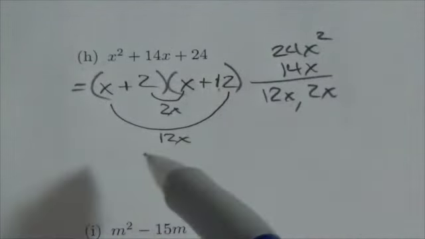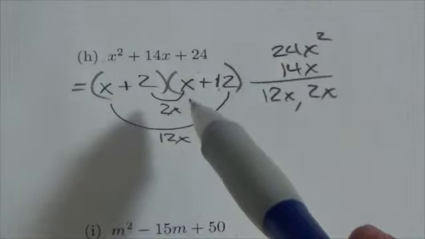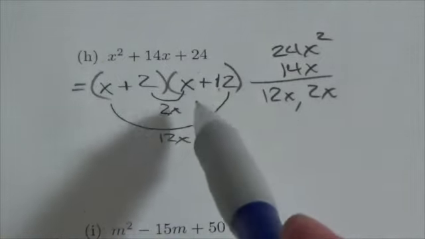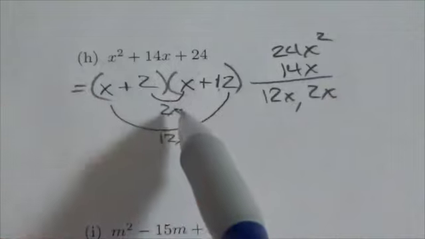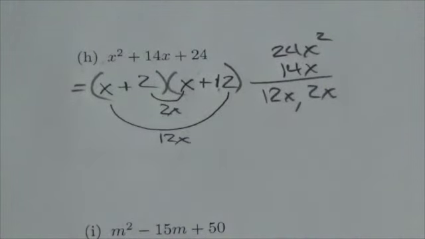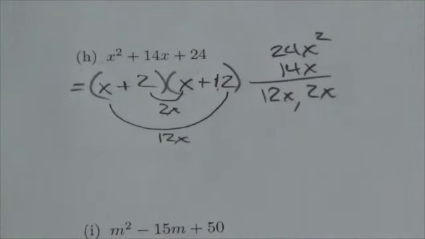I often get asked, well, is it okay if I put the 2x down here, the 12x here? And absolutely, absolutely. All that's going to do is just change the order of my factors. And remember, order does not matter for multiplication, so you're totally fine if you do it that way.